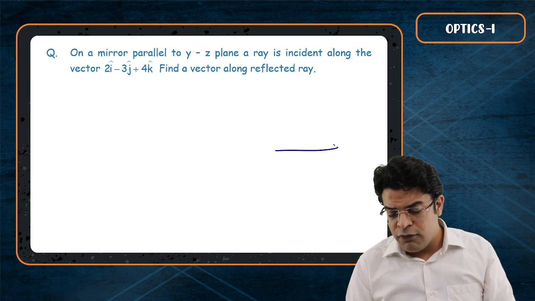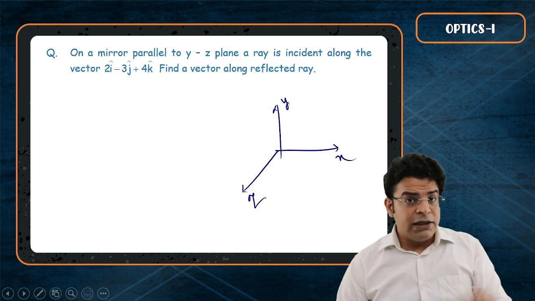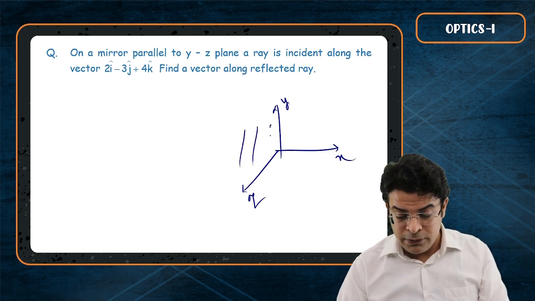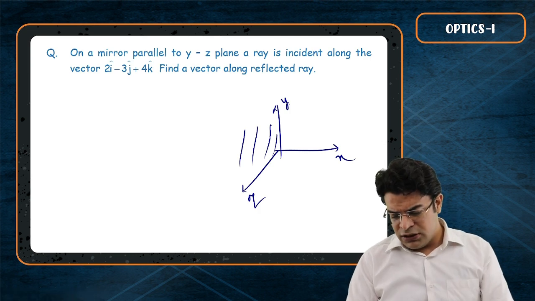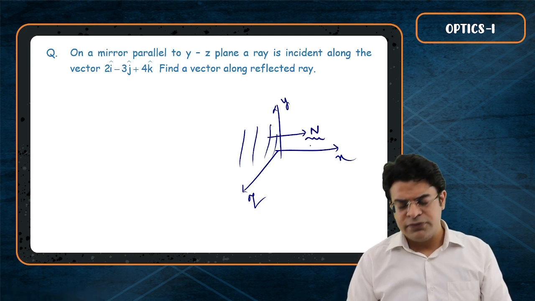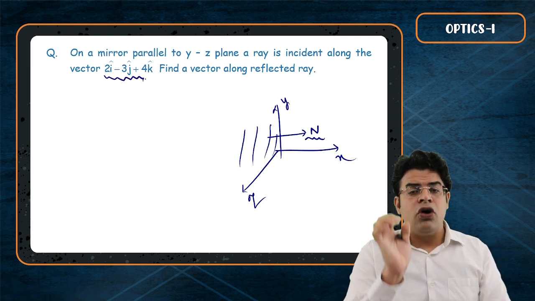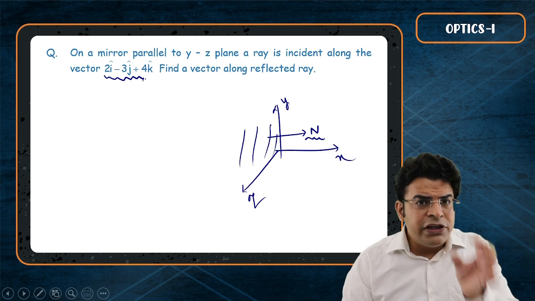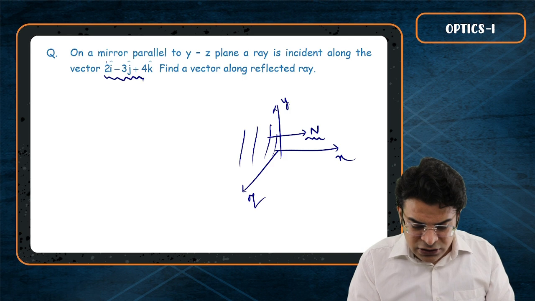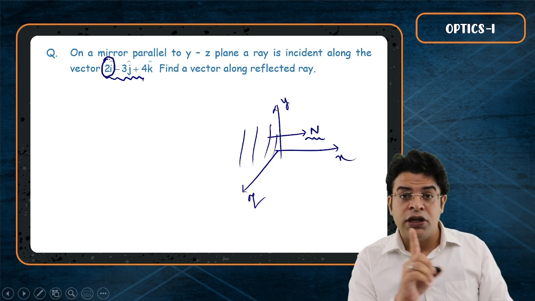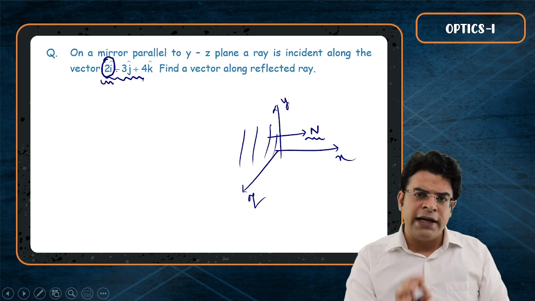If you have got x, y and z axis and the mirror is parallel to YZ plane. For this YZ plane, can you tell me the direction of normal? The normal will be along the x-axis. So the component of the incident ray along the normal will flip. Which component is along the normal? So normal is along x-axis. So this 2I cap is along the x-axis. This one will flip. So in place of 2I cap, just write minus 2I cap, game over.